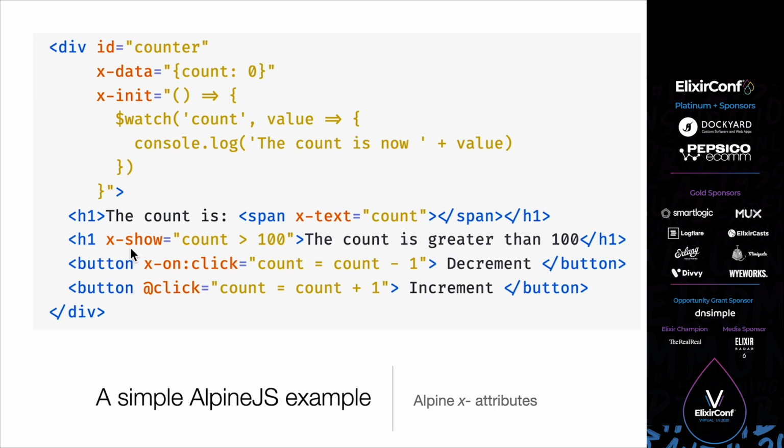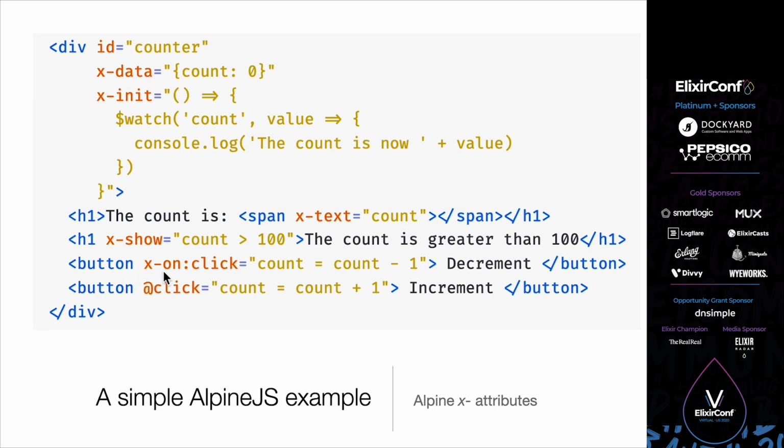x-show is used to show or hide an element based on the Boolean result of a JavaScript expression. So here we're just looking for the count being greater than 100, and then we'll display this header.